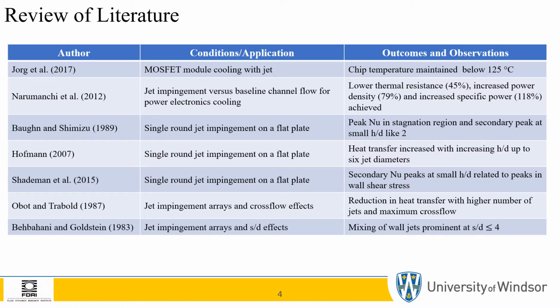Shademan also looked at large h by d effects and highlighted the secondary Nusselt number peaks that were also noted by Bon and Shimizu at small values of h by d. This was attributed to peaks in the wall shear stress at small values of h by d, such as 2. For arrays, Obot and Trabold studied crossflow effects, which, if at high intensities, reduced heat transfer. Moreover, Babani and Goldstein investigated s by d effects of arrays, which, if less than 4, tended to cause an increase in the mixing of wall jets, therefore reducing heat transfer.